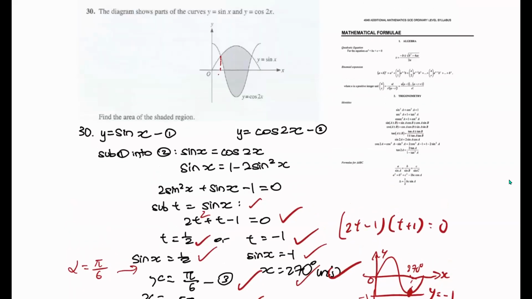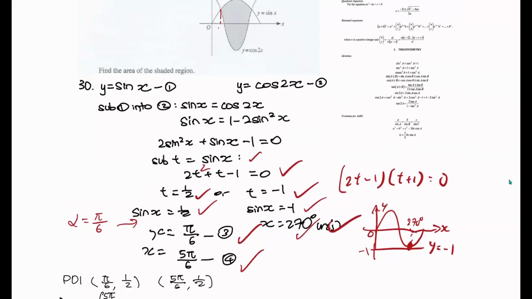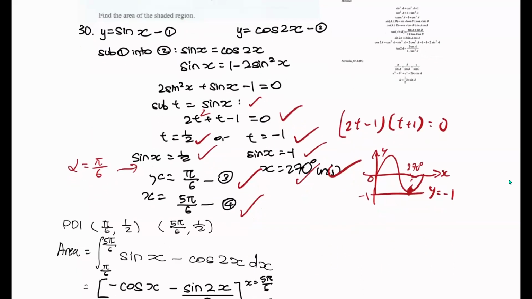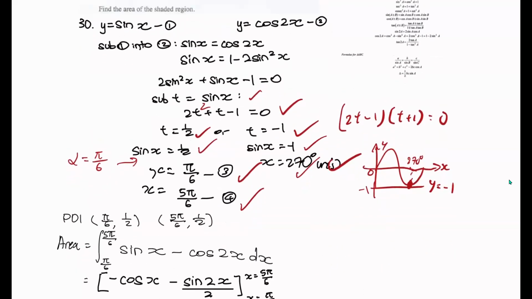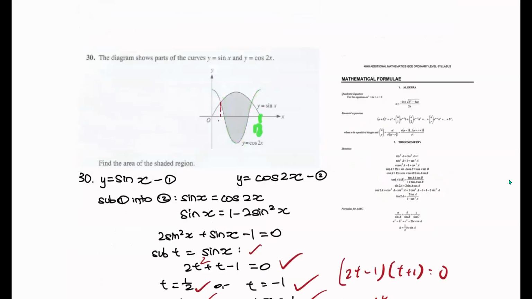Right, this is cosine 2x. This graph here only goes up to 180 degrees, right? It only goes up to 180 degrees. So 270 degrees is definitely outside of this region. So that's why I reject.